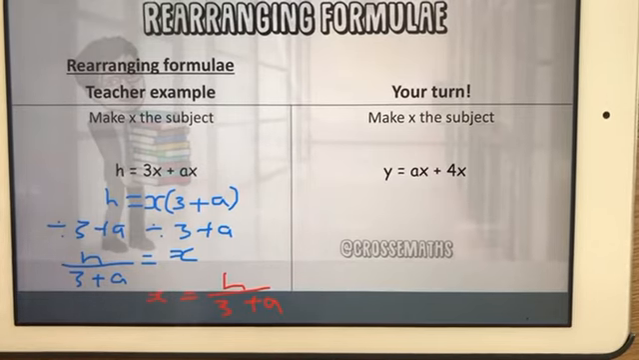Okay, get that example copied down. I'll give you 10-15 seconds to get it copied down, then we're going to have a go at the GCSE question at the end.